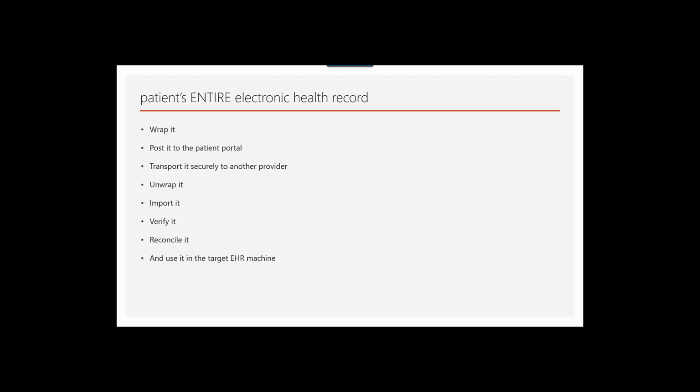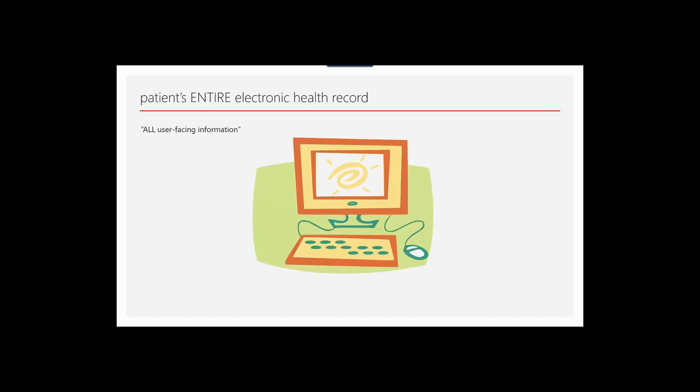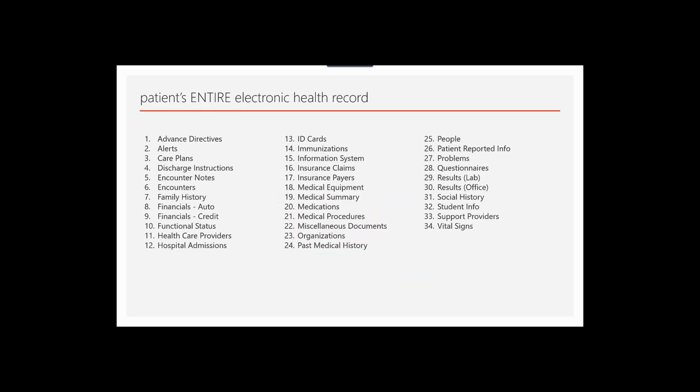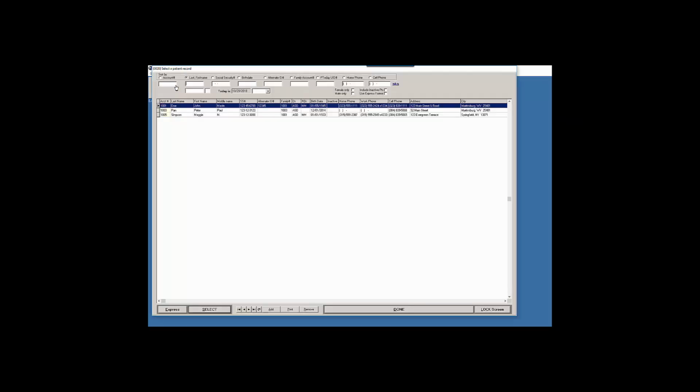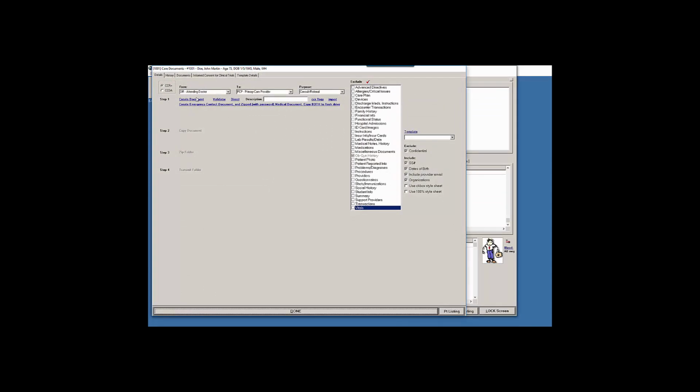I will define entire electronic health record as all user-facing information. That includes the following 34 data components. Let's get started. I will first select a patient record, medical records, care document. We will create a care document using the CCR Plus format.